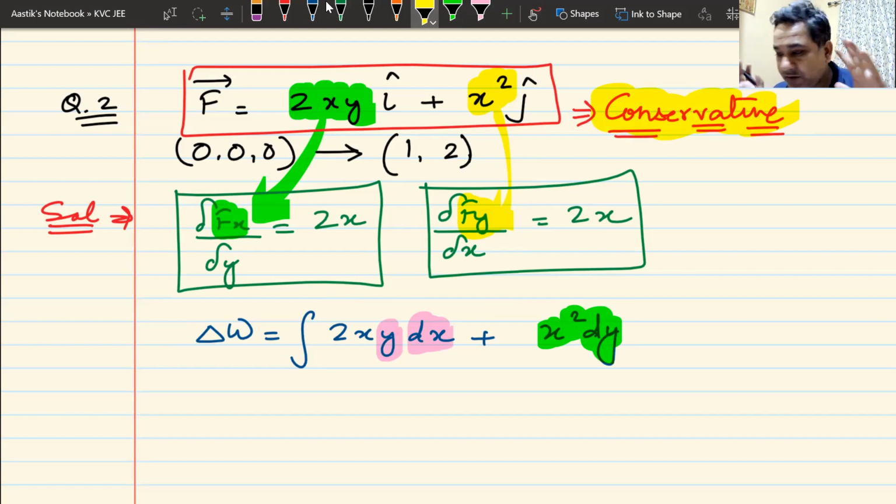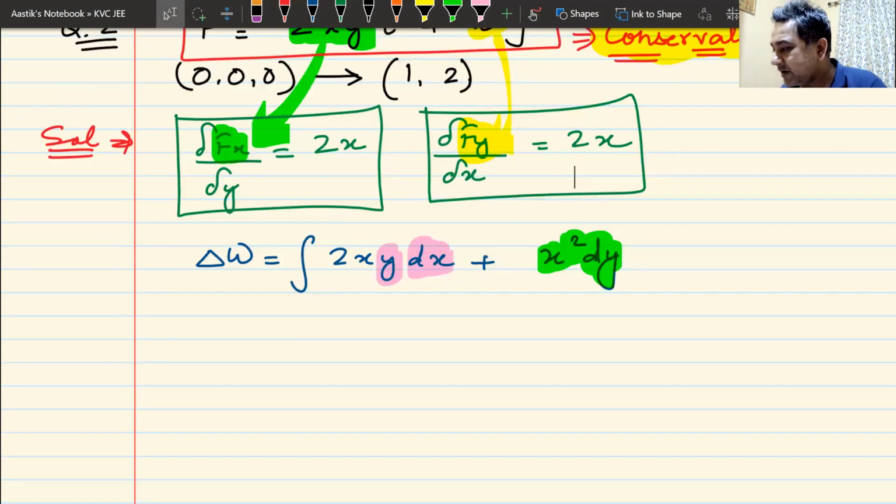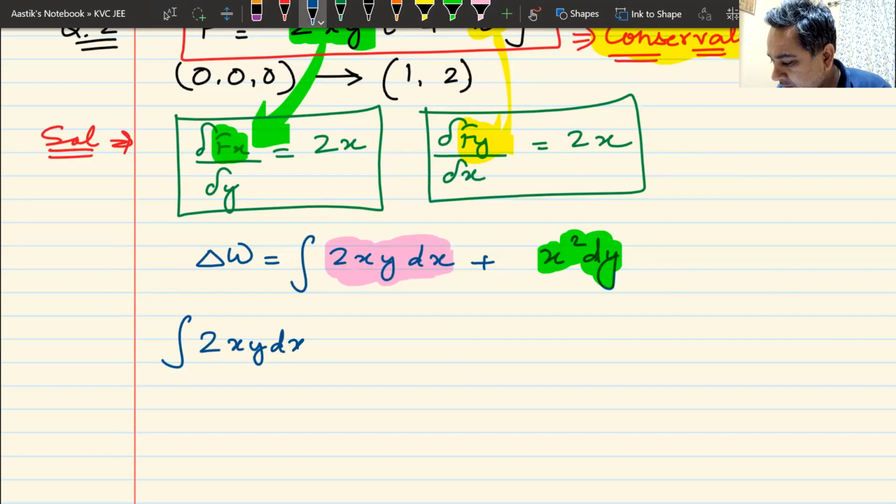I hope you understand the problem. With dx I have y, and with dy I have x. I can't integrate, and the force is conservative. How do I do it? It's a small thing that you have to understand here. What I'm going to do is take this entire thing out, and just for understanding, I will put it here like this, 2xy dx, and I will integrate it, assuming that y is a constant. This is just a check.